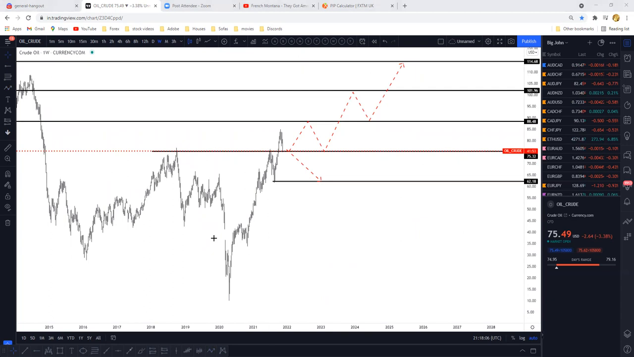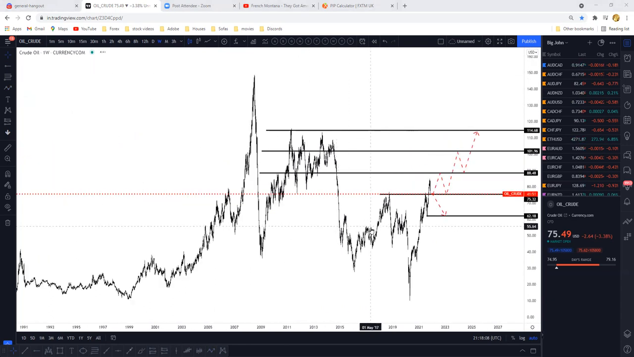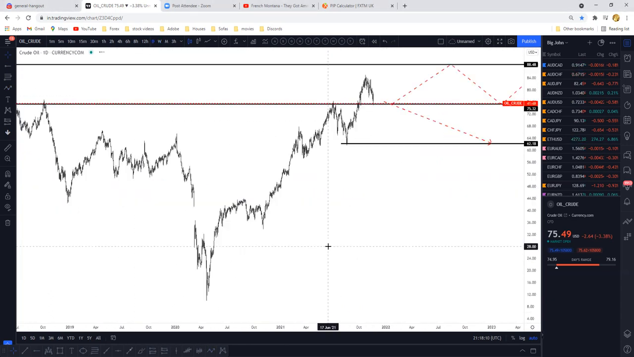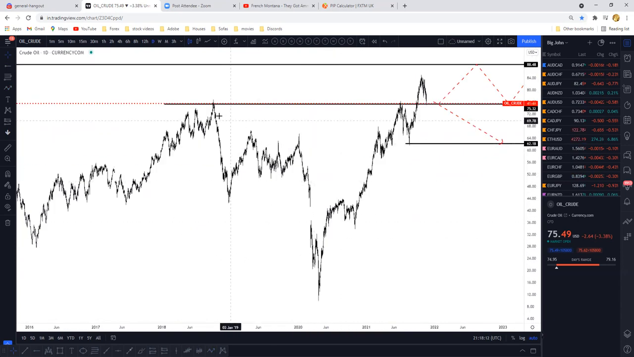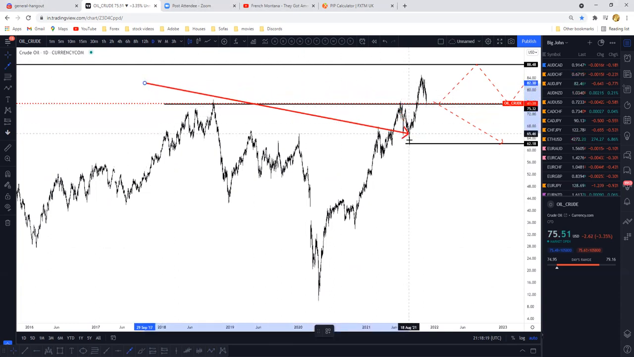No market structure. Where is the weekly double top? The weekly double top, it wasn't a weekly, it was a daily double top. My bad. It was a daily double top. The daily double top is here. One, two.